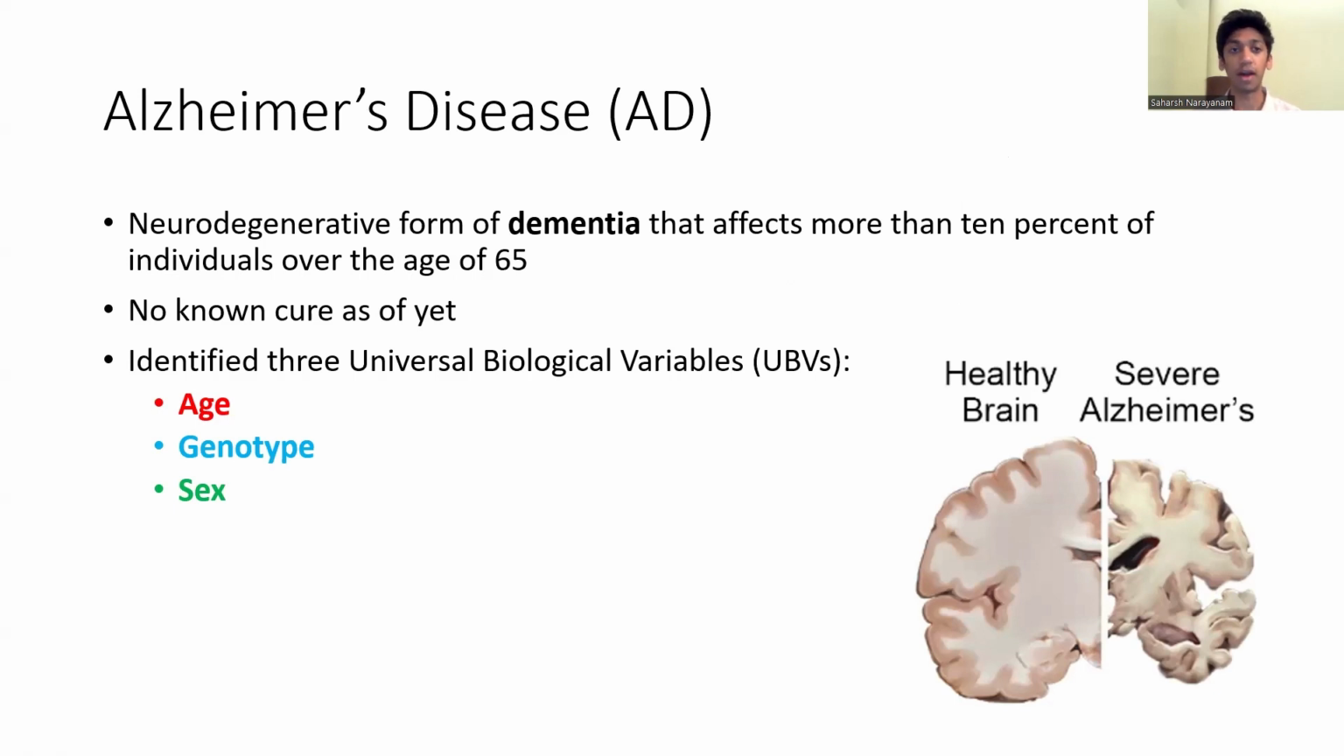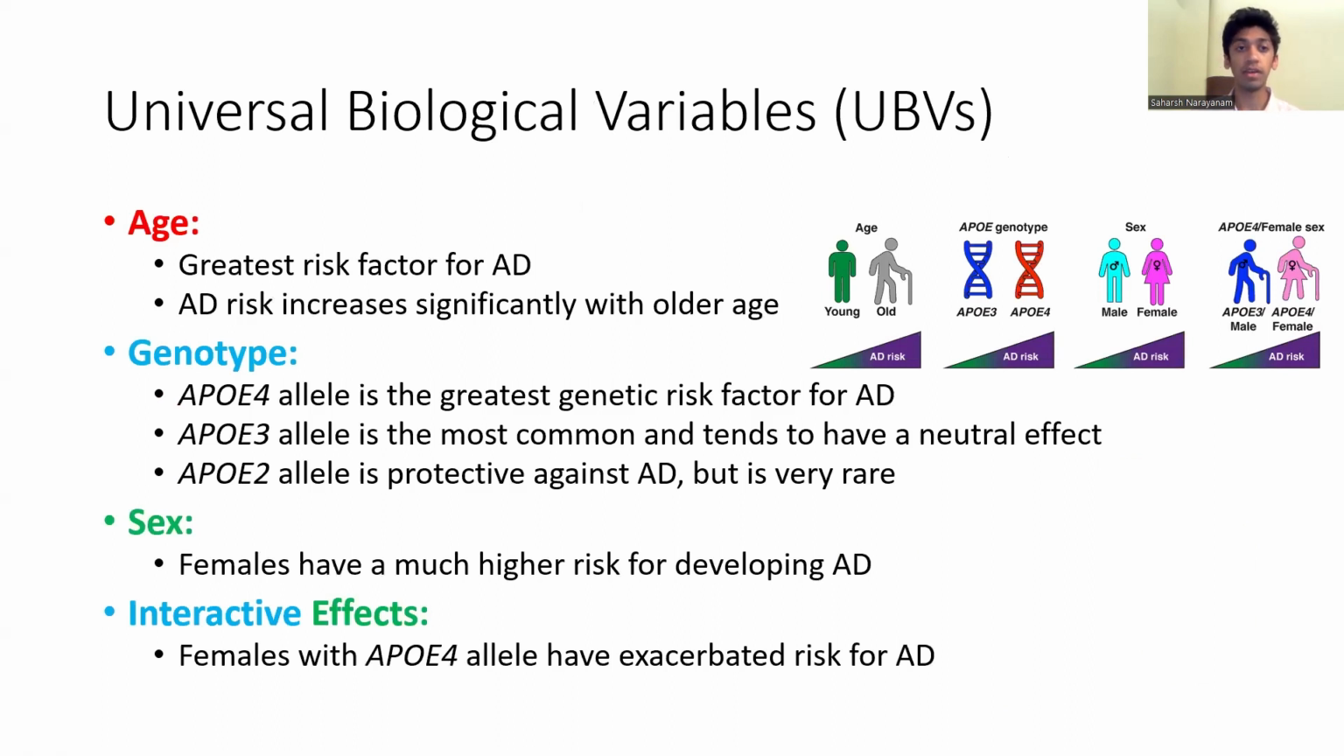over the age of 65. As of now, there is no known cure, but scientists have identified three universal biological variables, or UBVs, in age, genotype, and sex that greatly increase the risk for Alzheimer's. These UBVs, age, genotype, and sex, have been carefully described by many research studies in the past.